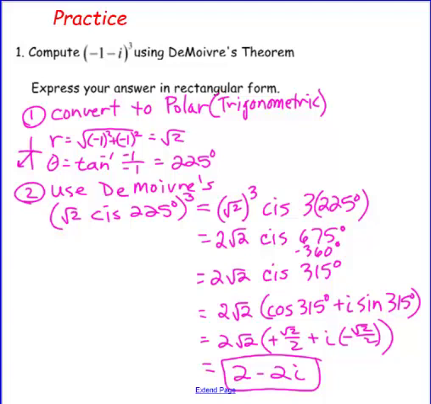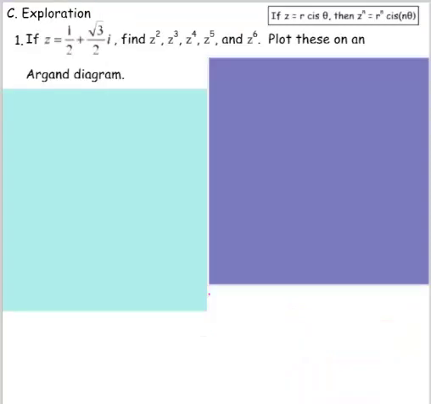Now let's see how it connects to the Argand diagram and some of these interesting patterns that develop. All right, so this is the problem. These are listed as some explorations. So z equals 1/2 plus square root of 3 over 2 i. And we want to find z to the 2nd, z to the 3rd, z to the 4th, z to the 5th, and z to the 6th. And then we're going to plot them on an Argand diagram.